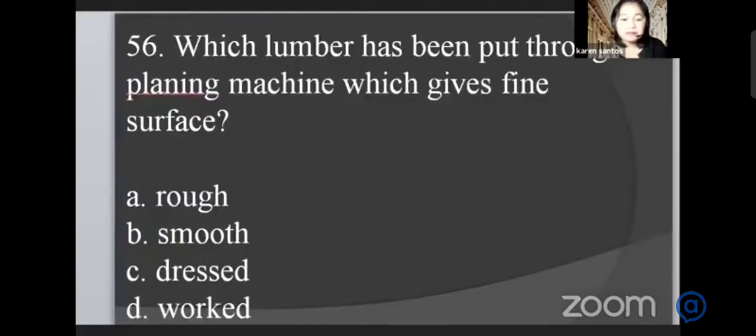Next. All right, which lumber has been put through a planing machine which gives a fine surface? A, rough, B, smooth, C, dress, D, work. Again, which lumber has been put through a planing machine which gives a fine surface? A, rough, B, smooth, C, dress, D, work.